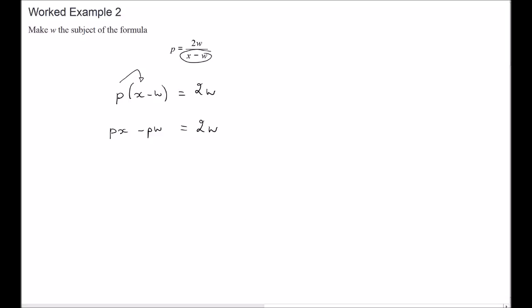Now you can start, because you don't have any more brackets and you don't have any more fractions. So now let's put all the w's on one side. I'm going to leave this one here, and I'm going to add p times w to it so I can get rid of it on the left side. It doesn't matter if your w's are on the left or on the right side. It's going to be the same in the end.